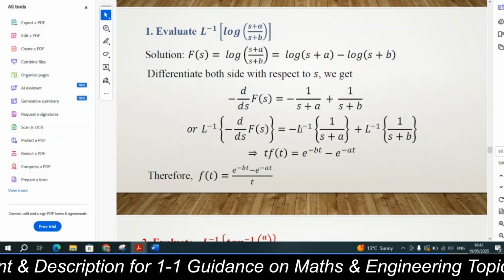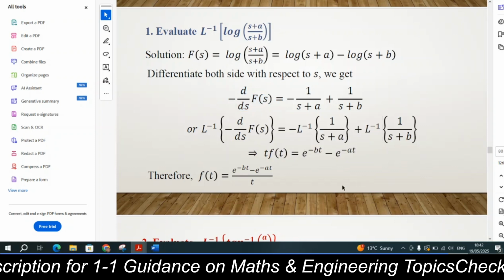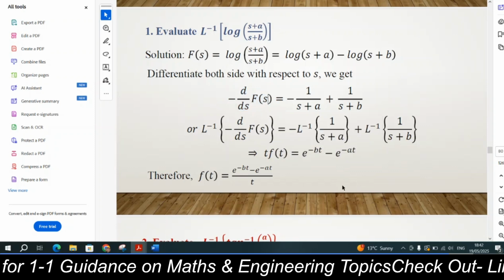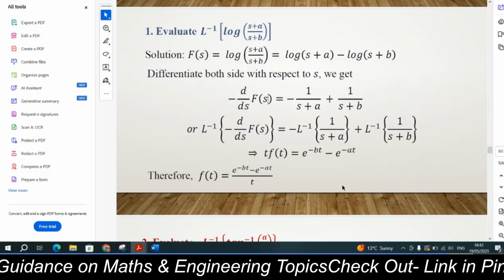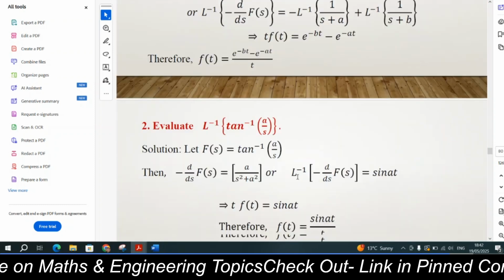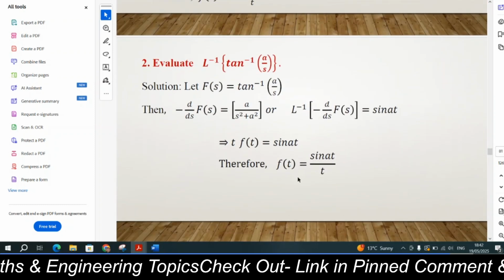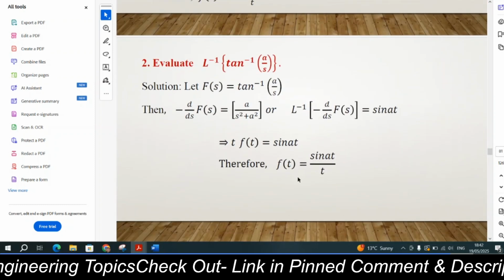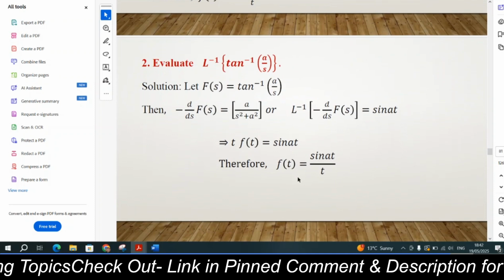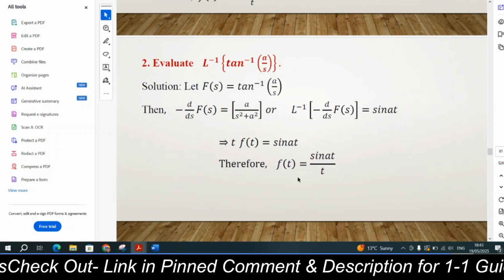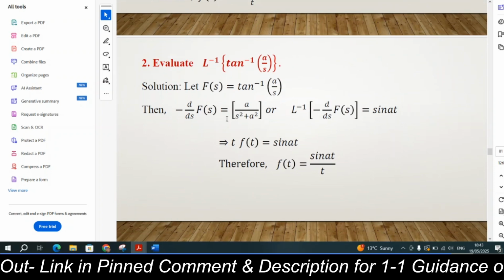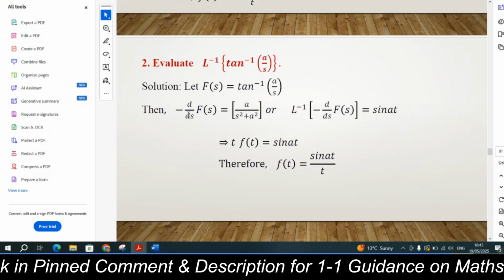Okay, and therefore, since we want to find f of t, we will divide both sides by t. And that is how you get to your answer. So the use is basically, if you are not able to apply the inverse Laplace directly, you can differentiate it and then apply the inverse Laplace to get to your answer. Does that make sense? Yes, sir.